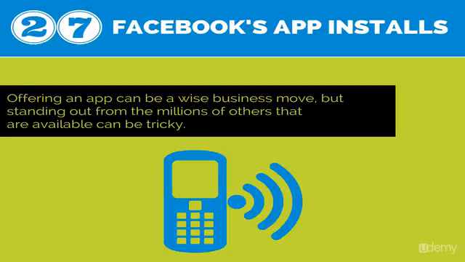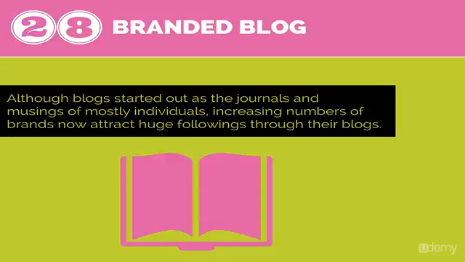Offering an app can be a wise business move, but standing out from the millions of others that are available can be tricky. For every Angry Birds, there are thousands of apps that struggle to collect even a couple of downloads. So if you do have an app, it's worthwhile using Facebook's App Install ads to promote it effectively. The ads link directly to the download page in the Apple App Store or Google Play, making it the easiest option for your followers. The targeting options are also excellent, meaning that you can choose to show the ad only to desired demographics.